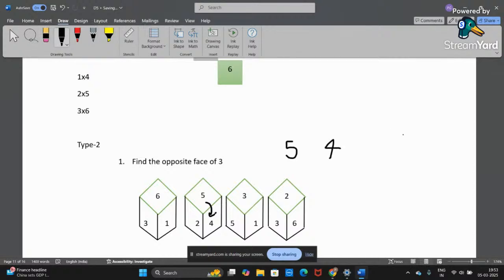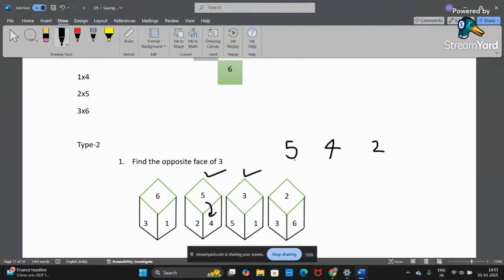After 4 it is 2. We're comparing this with this because we have only one number in common. Here 5 is common, so we have to start with 5 in cycle form, not anticyclic. After 5 it is 4, after 4 it is 2. That we have written here.